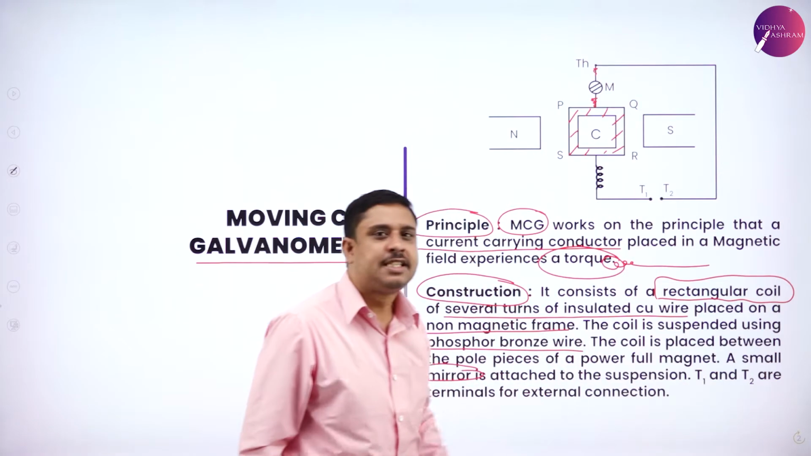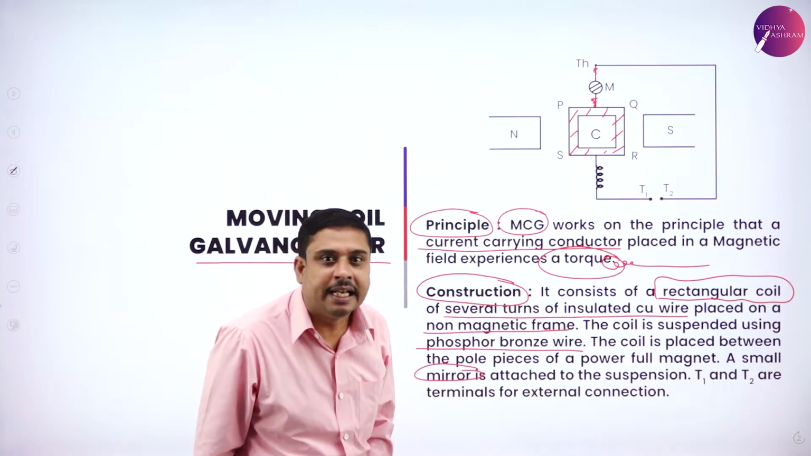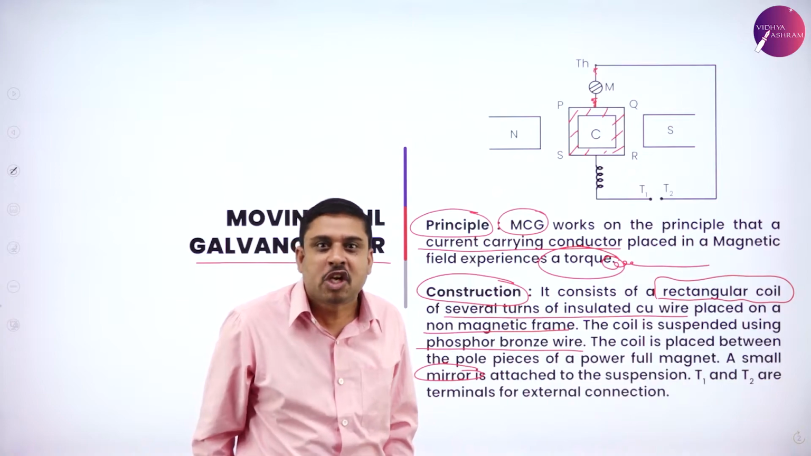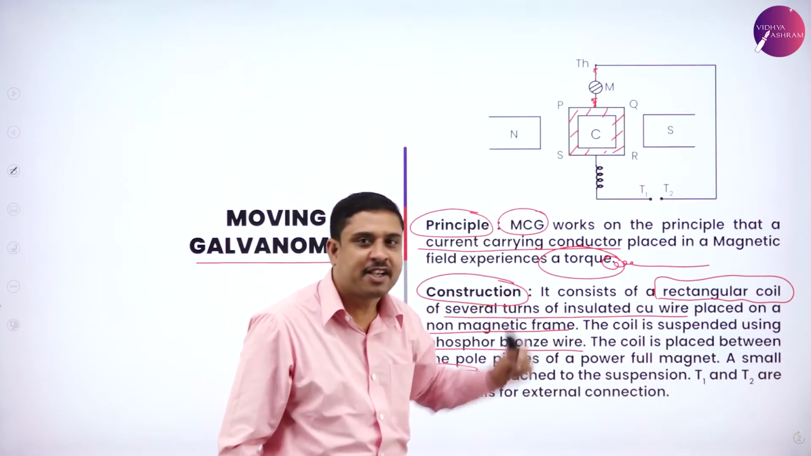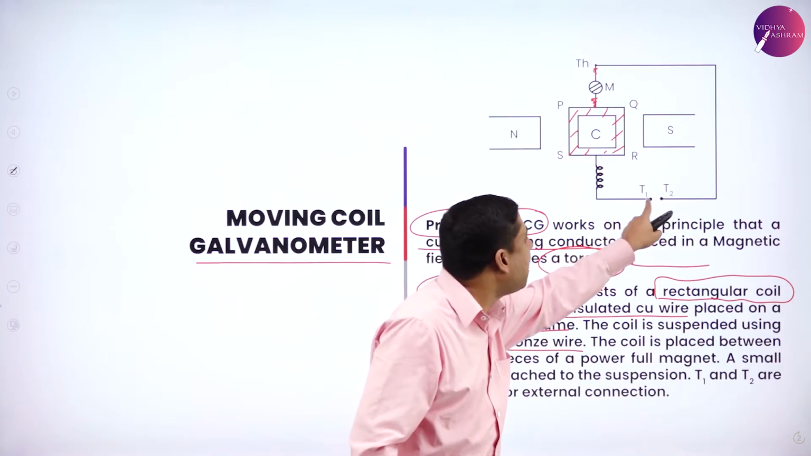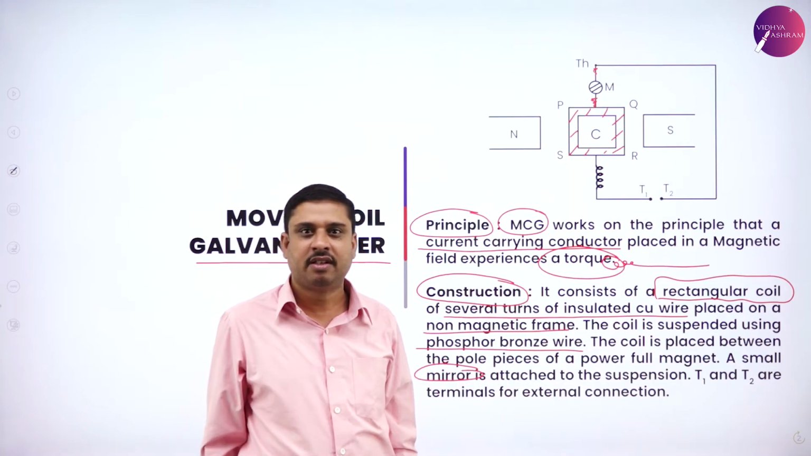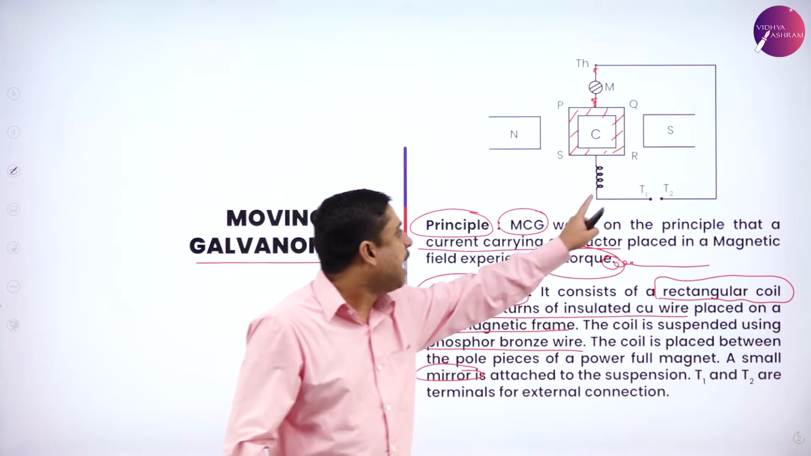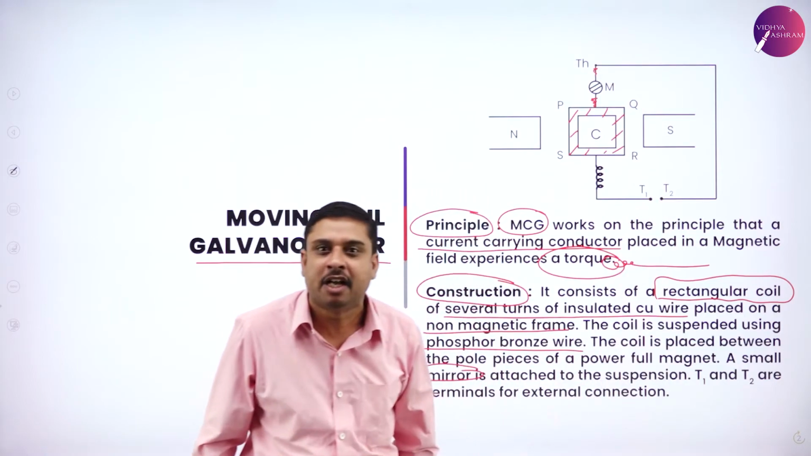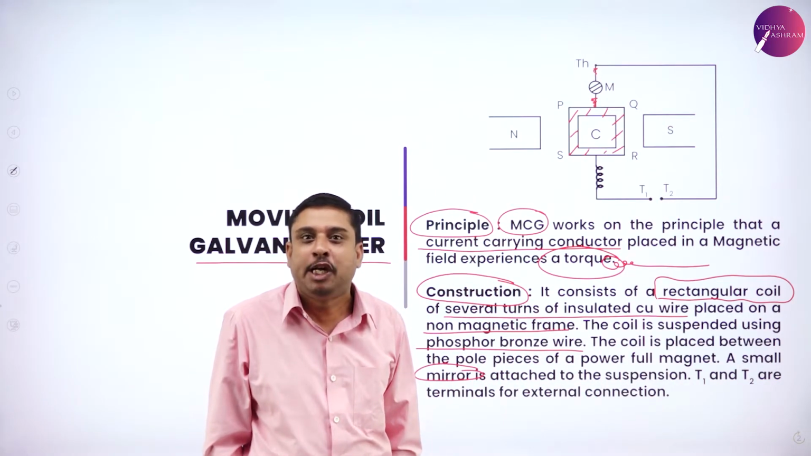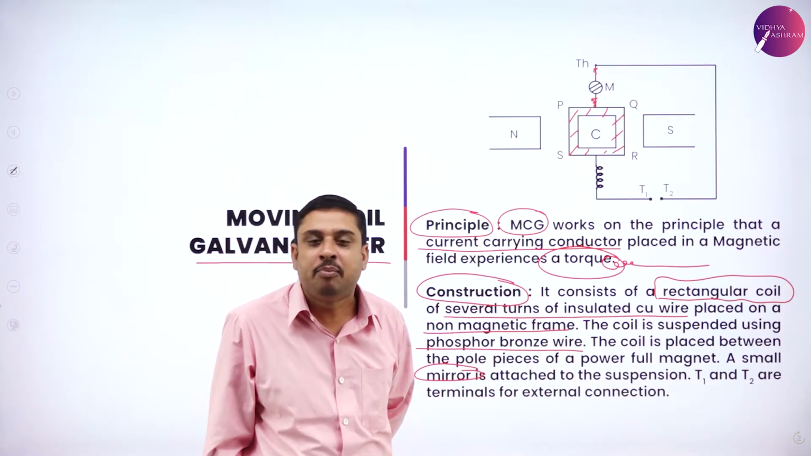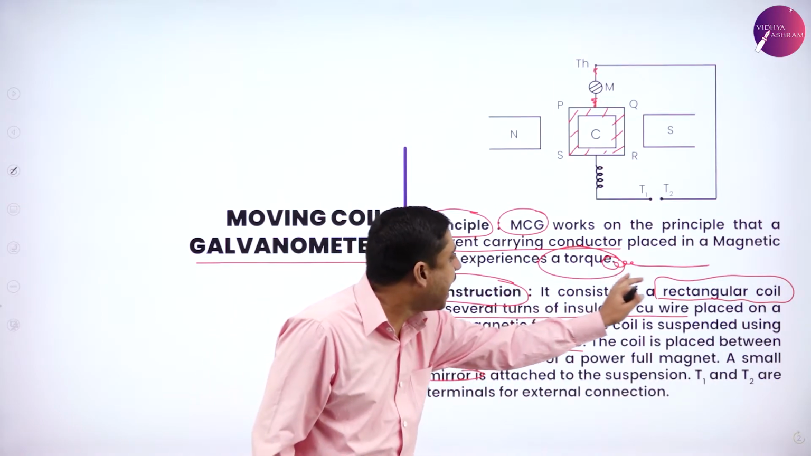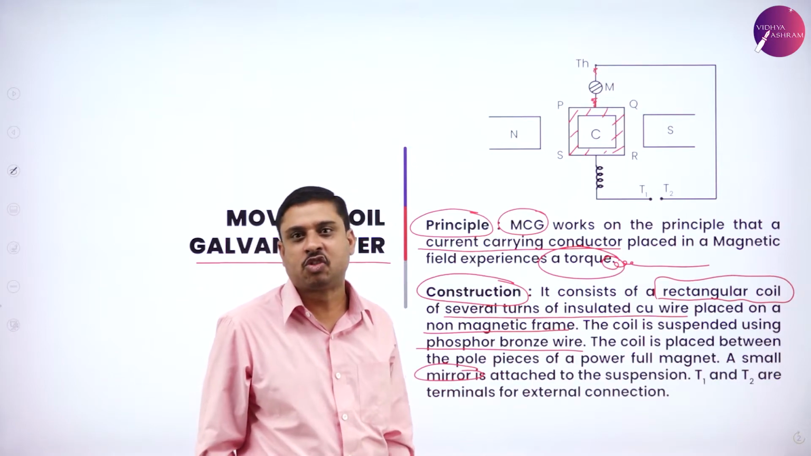T1 and T2 are the terminals for external connection. If I want to measure current due to the deflection here, I connect an ammeter between these terminals. If I want to measure voltage, output voltage, I will connect a voltmeter here. So this is how an MCG is constructed.